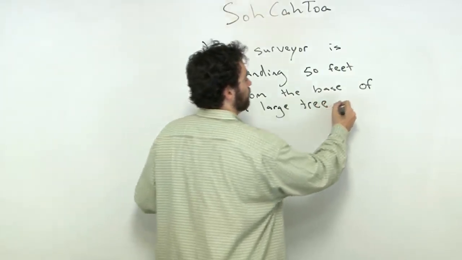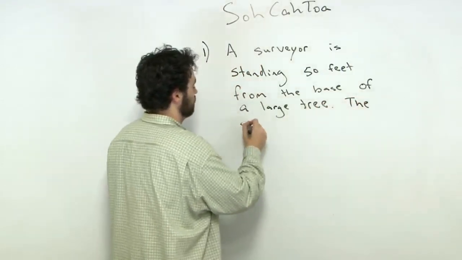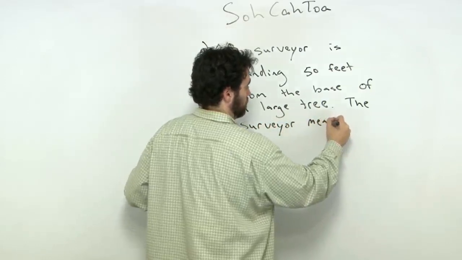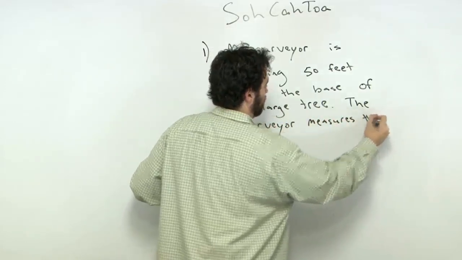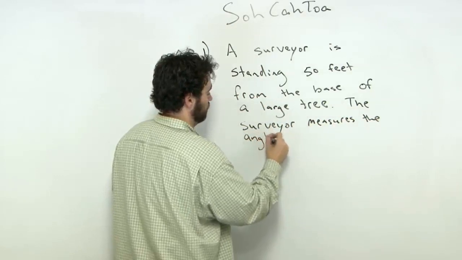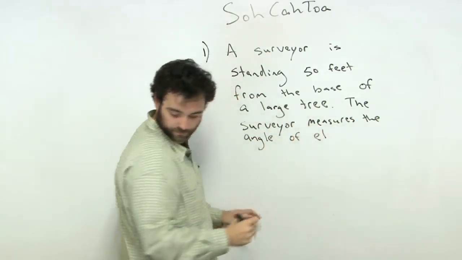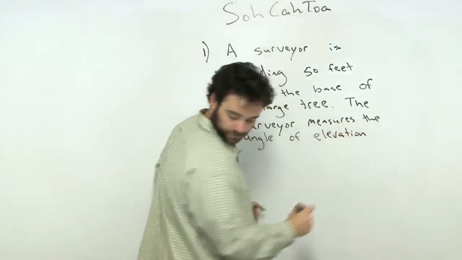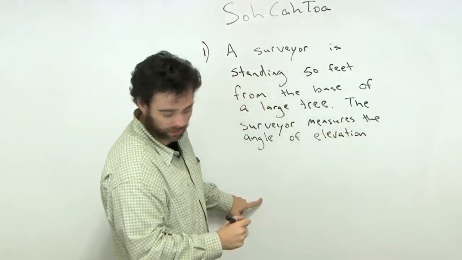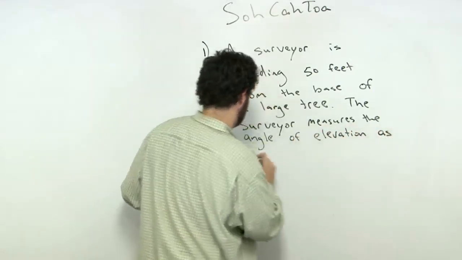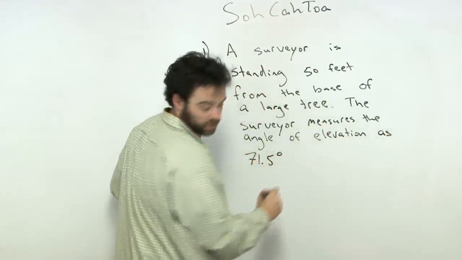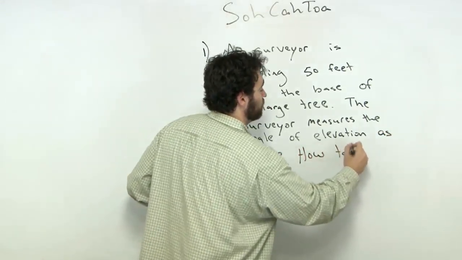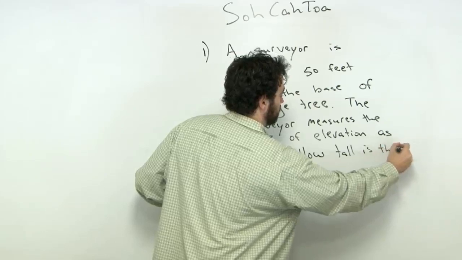The surveyor measures the angle of elevation as 71.5 degrees. Question is, how tall is that tree? How tall is that tree?